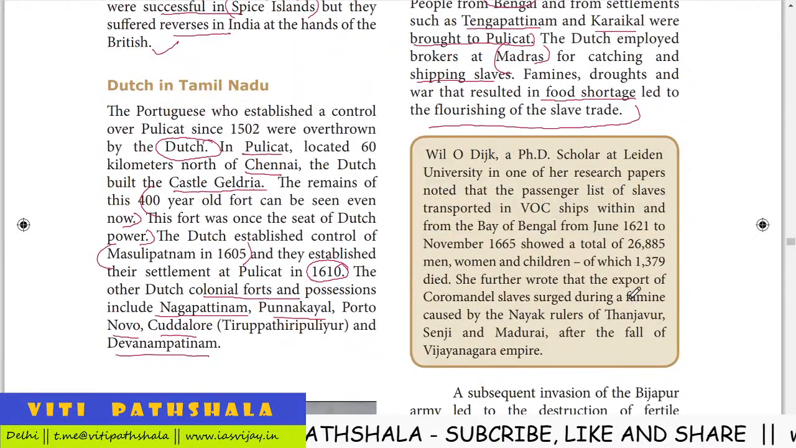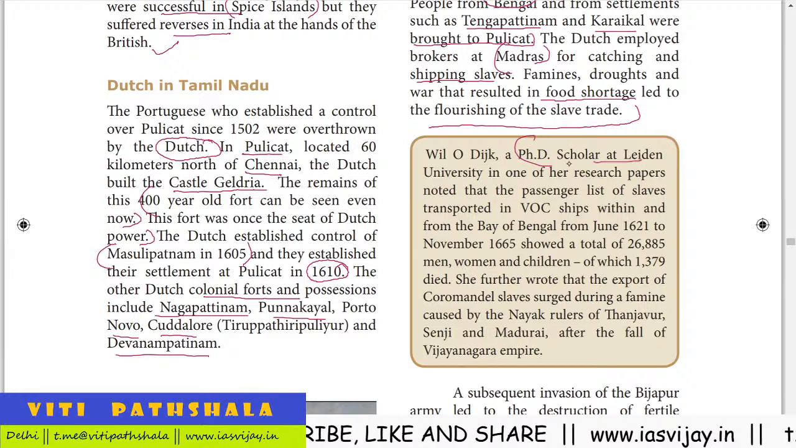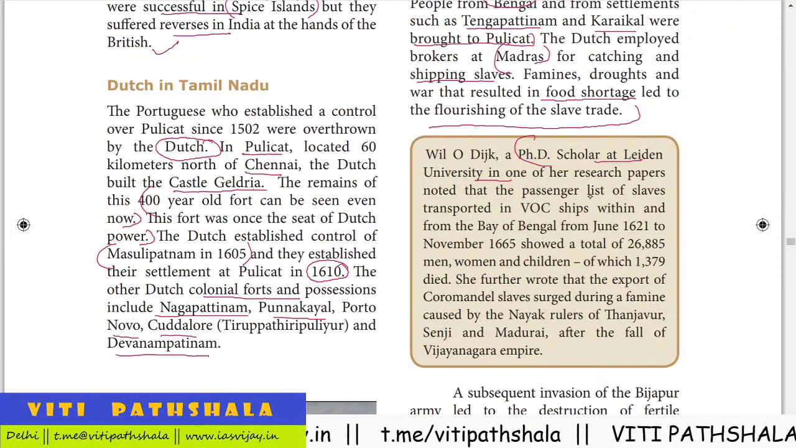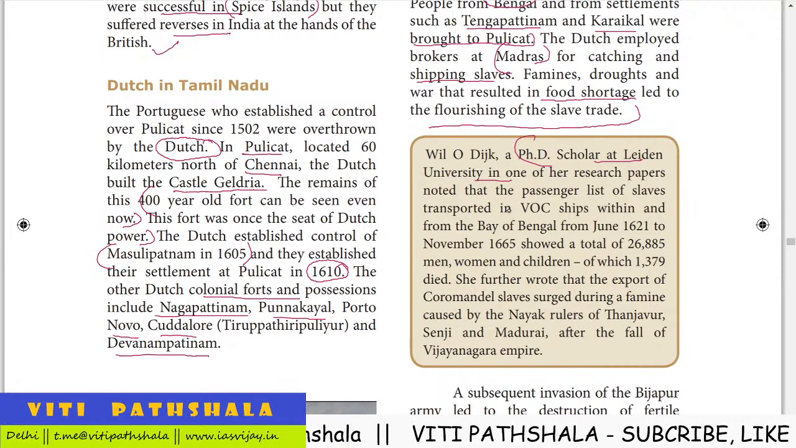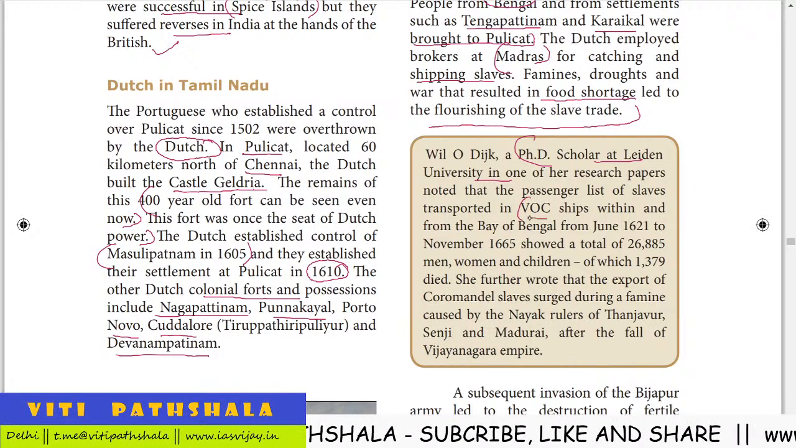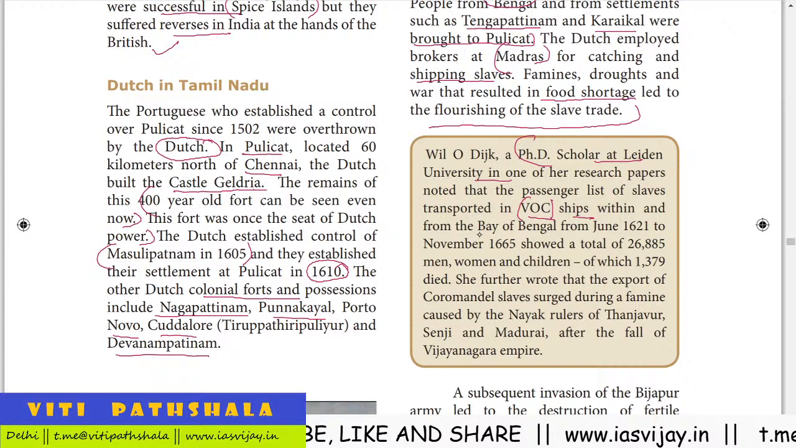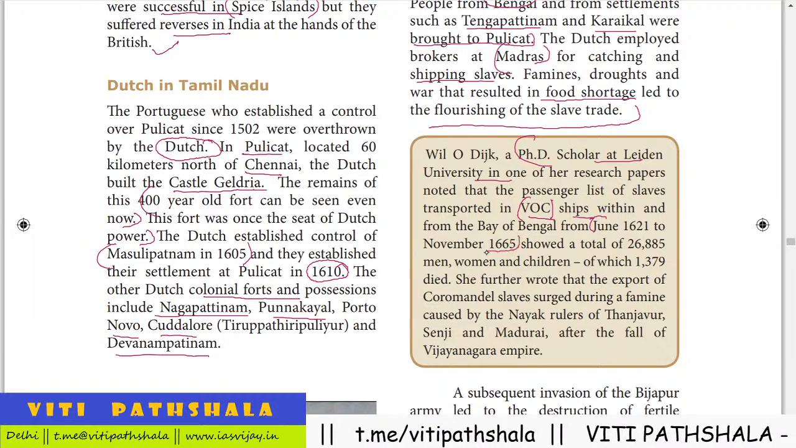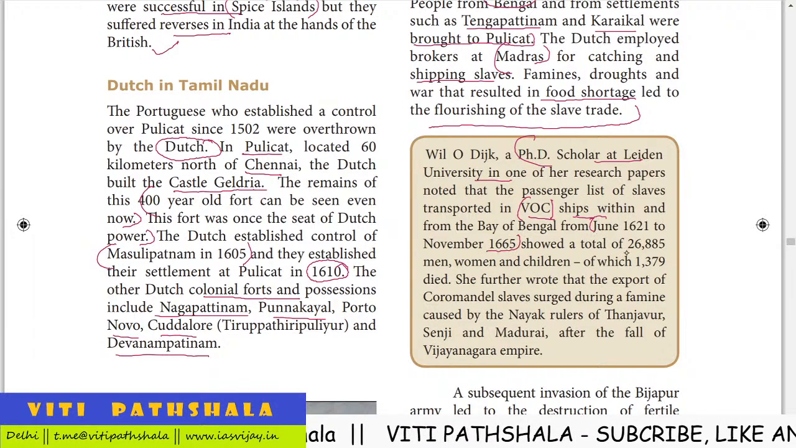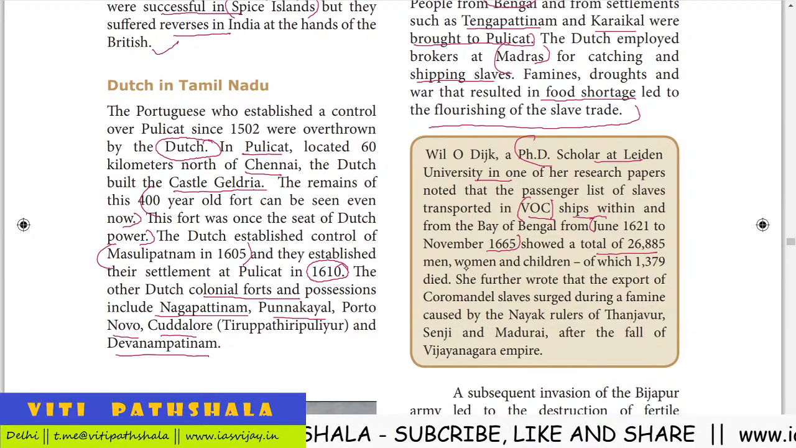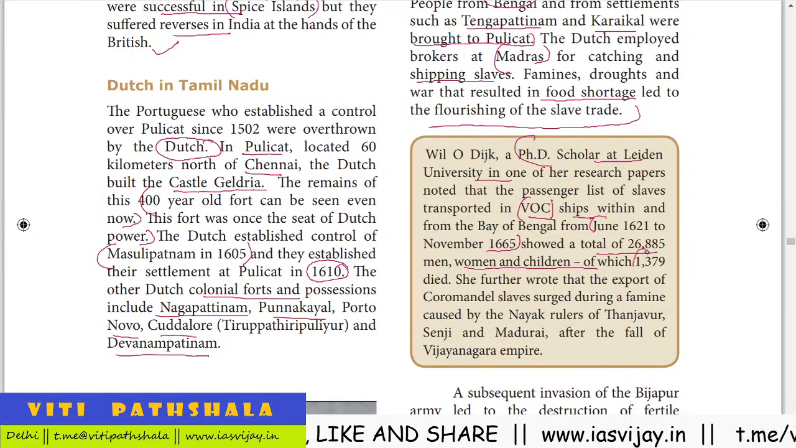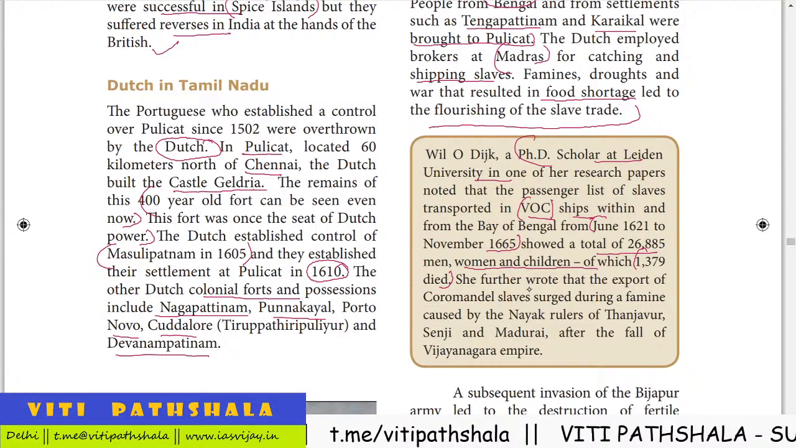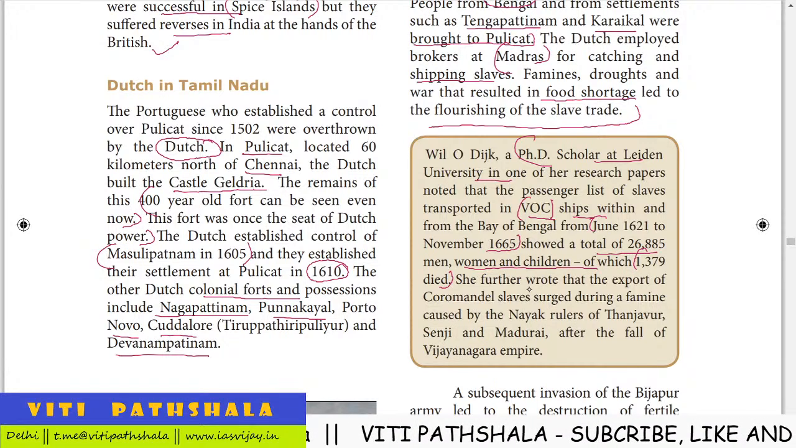Now, Markus Vink, he was a PhD scholar at Leiden University. In one of her recent research papers, she noted that the passenger list of the slaves transported in the Vereenigde Oostindische Compagnie ships within and from the Bay of Bengal from June 1621 to November 1655 showed a total of 26,885 men, women, and children, of which 1,379 died. She further wrote that the export of the Coromandel slaves surged during a famine.